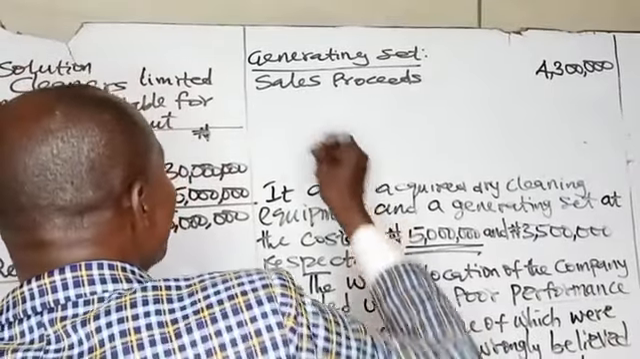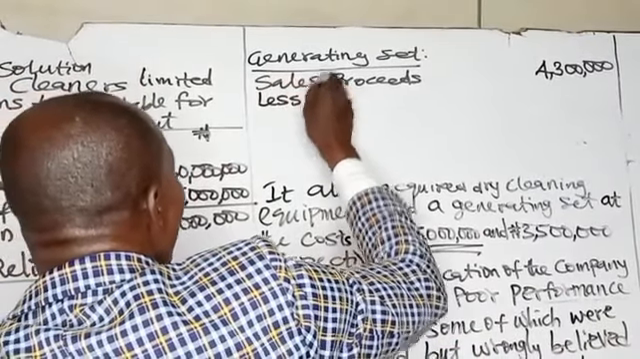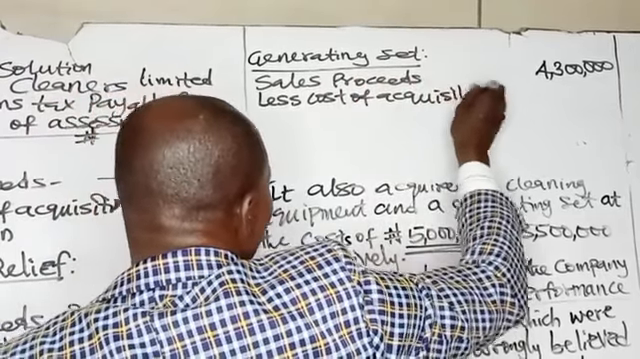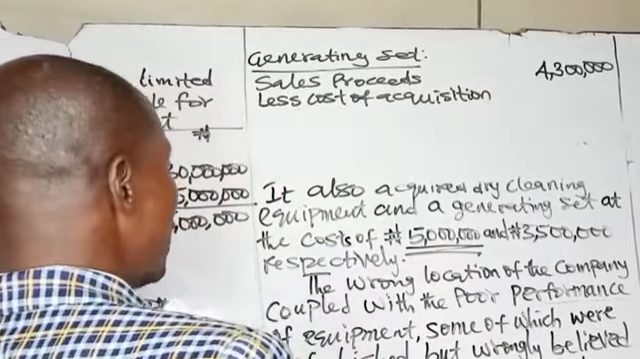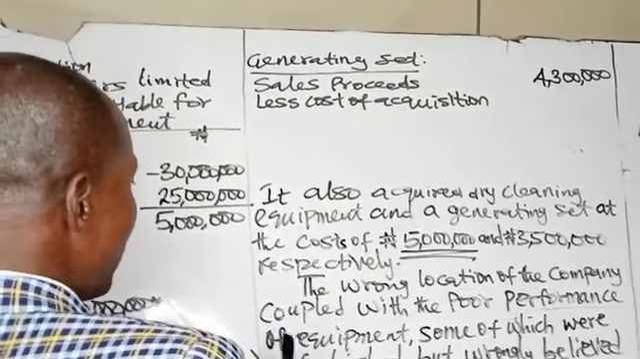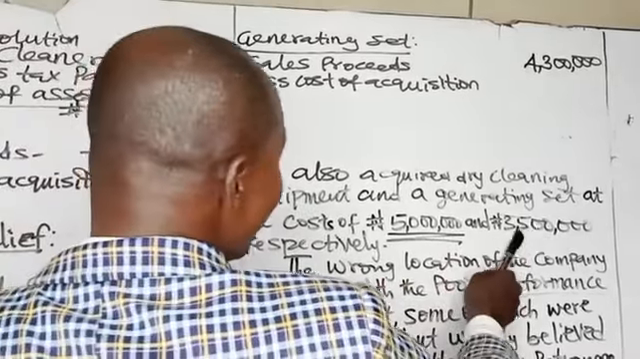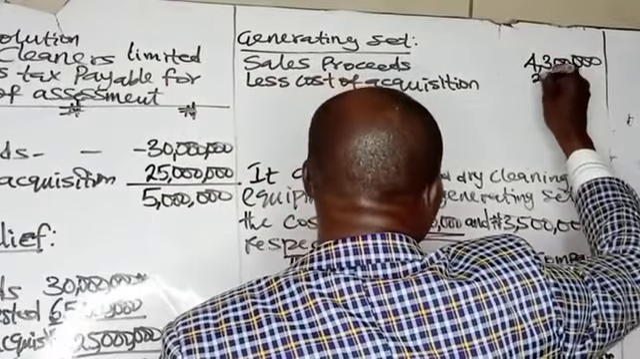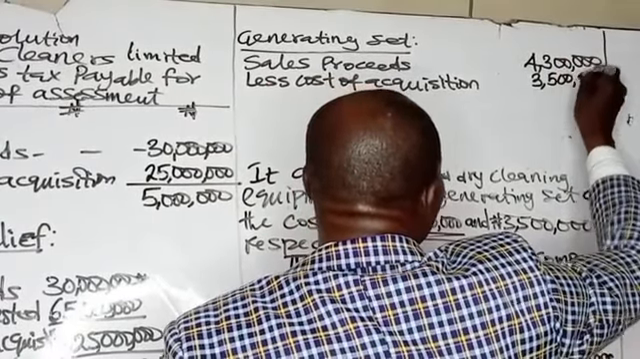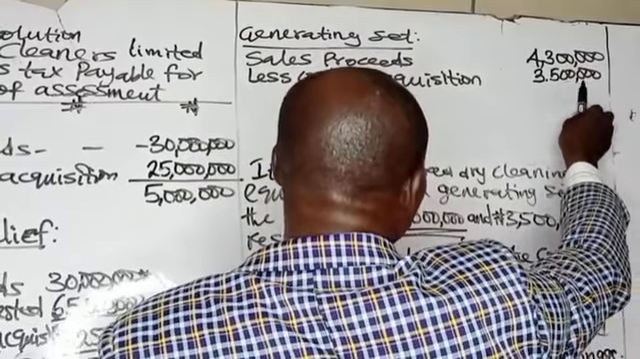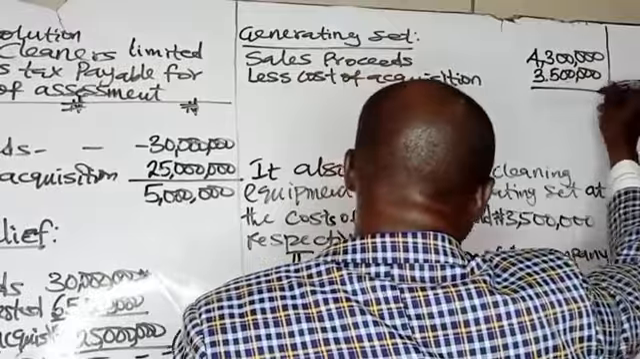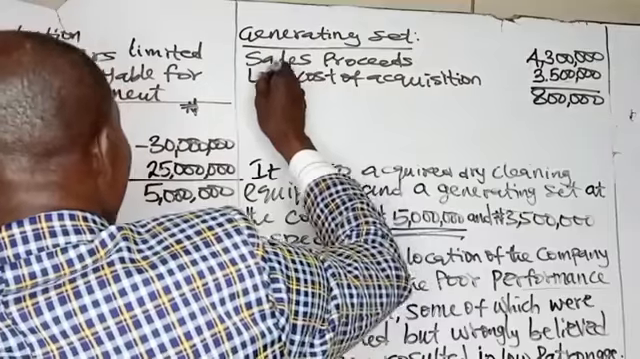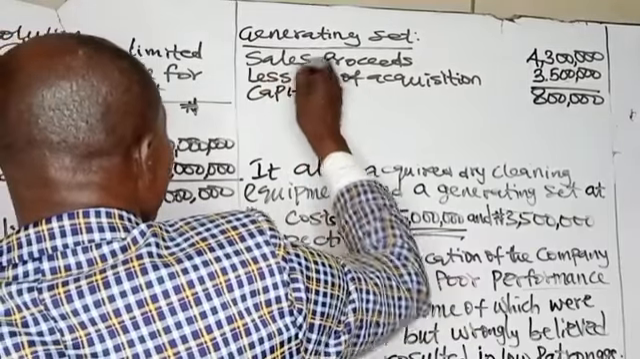From the sales proceeds, we less cost of acquisition, since there is no allowable expenses. The only expenses that is allowable is cost of the asset. The cost of generating set is 3.5 million naira. If you deduct 3.5 million naira from 4.3 million naira, then you have 800,000. That 800,000 is the capital gains.